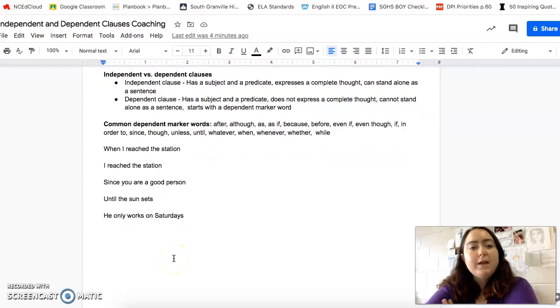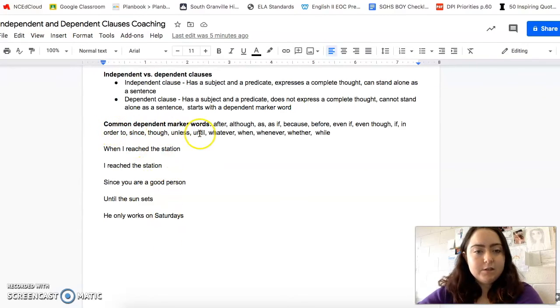All right, on to the main event: independent versus dependent clauses. Both types of clauses have a subject and a predicate, but the difference is that a dependent clause will start with a dependent marker word. Sometimes these are called subordinating conjunctions or other fancy words. I just call it a dependent marker because it marks it as dependent. An independent clause expresses a complete thought and can stand alone as a sentence, while a dependent clause doesn't express a complete thought. It leaves you with a lot of questions, and it cannot stand alone as a complete sentence.